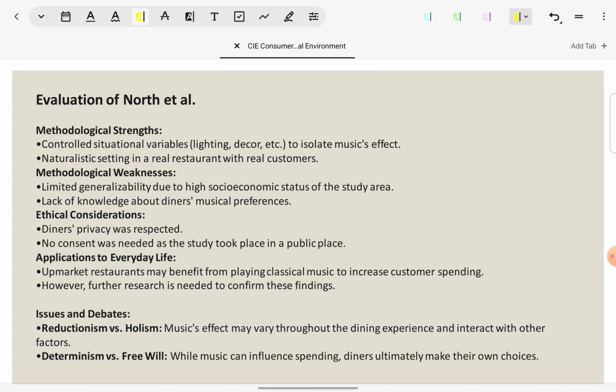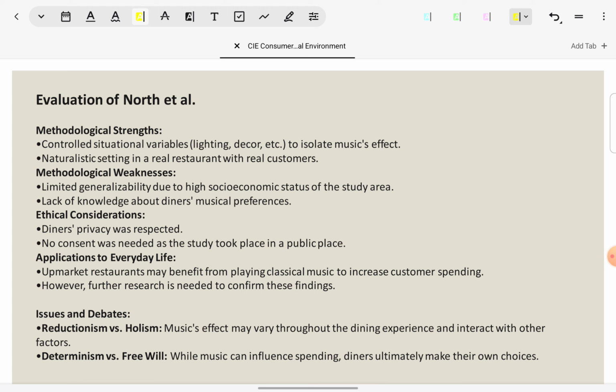Let's come to an evaluation of this study. Because it's a key study, we have to know methodological, ethical, as well as issues and debates evaluation. We have to know lots of types of evaluation, so make sure you learn thoroughly from the textbook. I'll discuss the chief points right now.